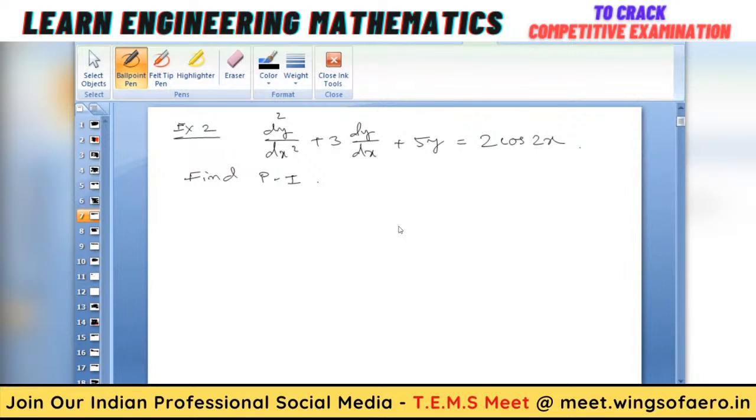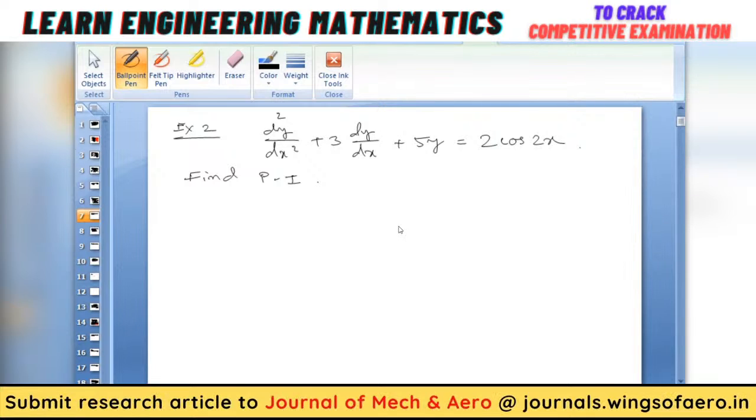2 by 1 plus 6 I into cos 2x. No, not like this.